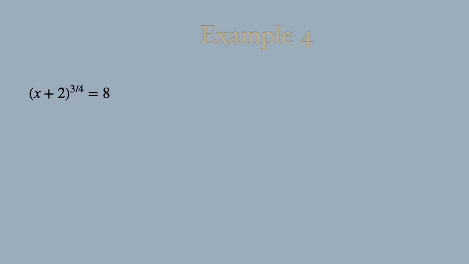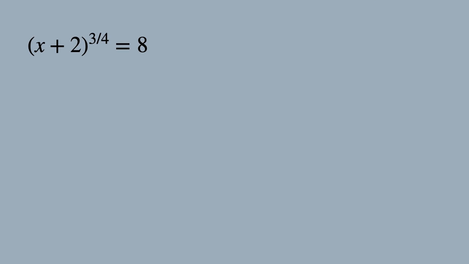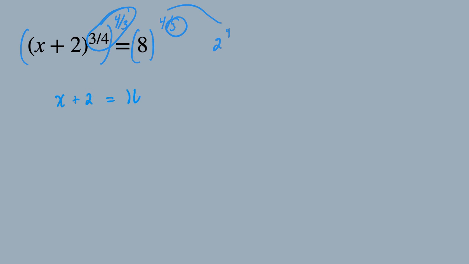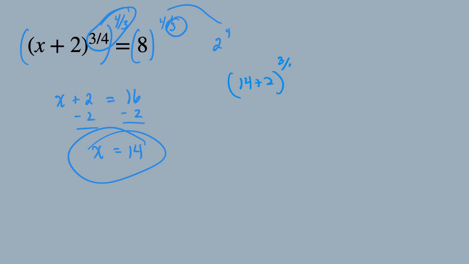Very similar. You can see the radical is isolated on the left-hand side. Let's raise it to the reciprocal on both sides. Again, these make 1 when you multiply them. This is the cube root of 8, which is 2, and then we have to raise it to the 4th power. So that's 16. Subtract our 2. X is 14. Let's check it. 14 plus 2 raised to the 3/4 power.